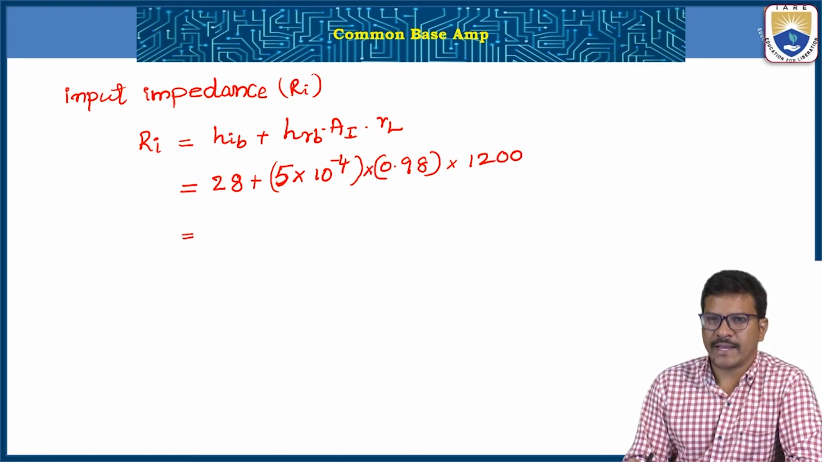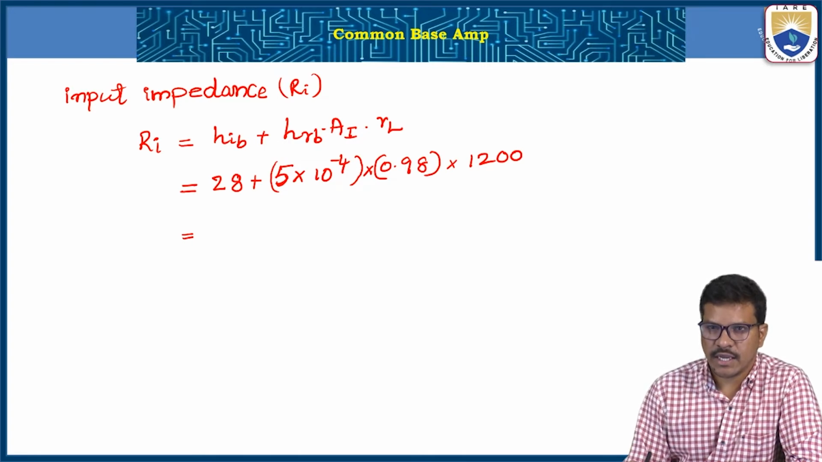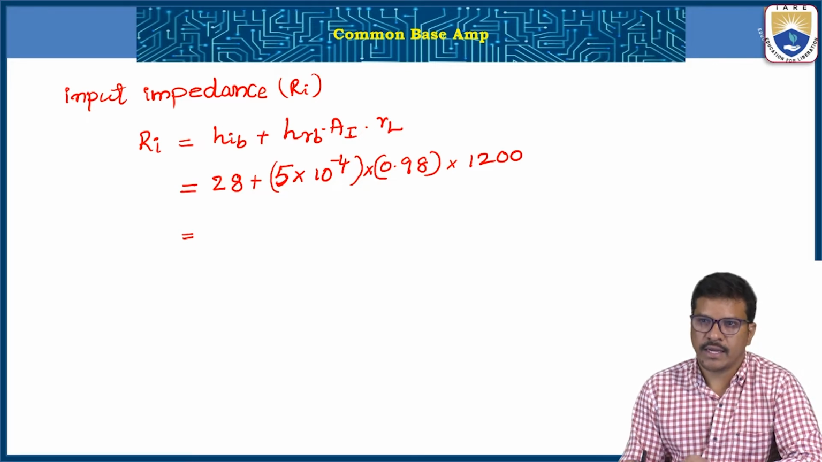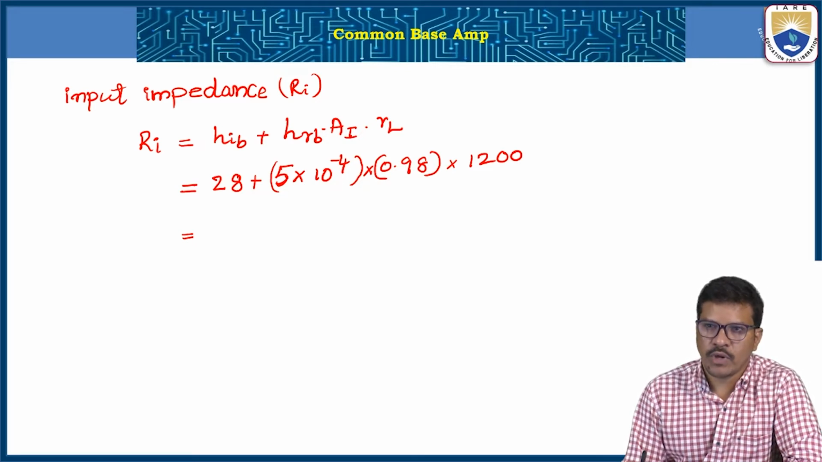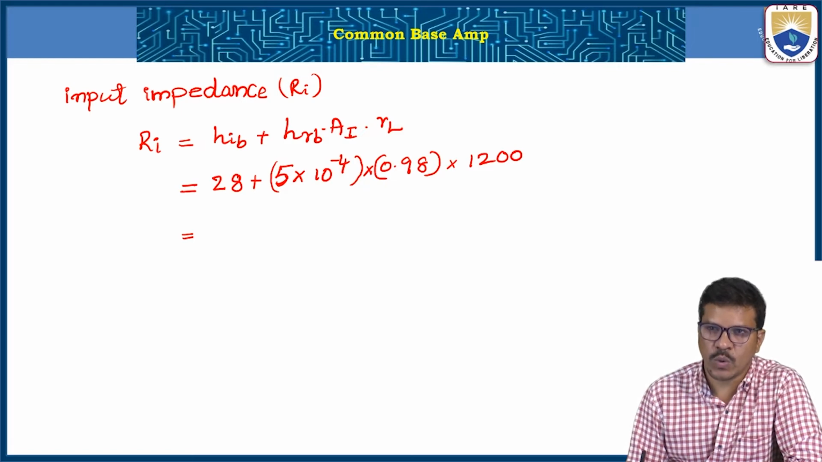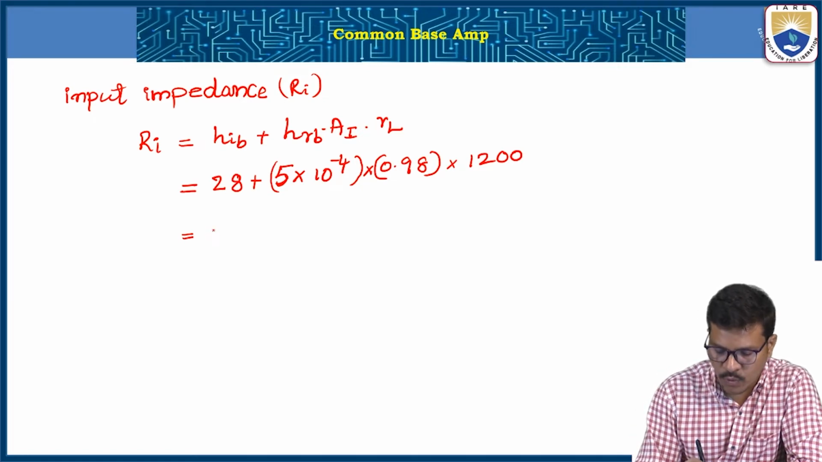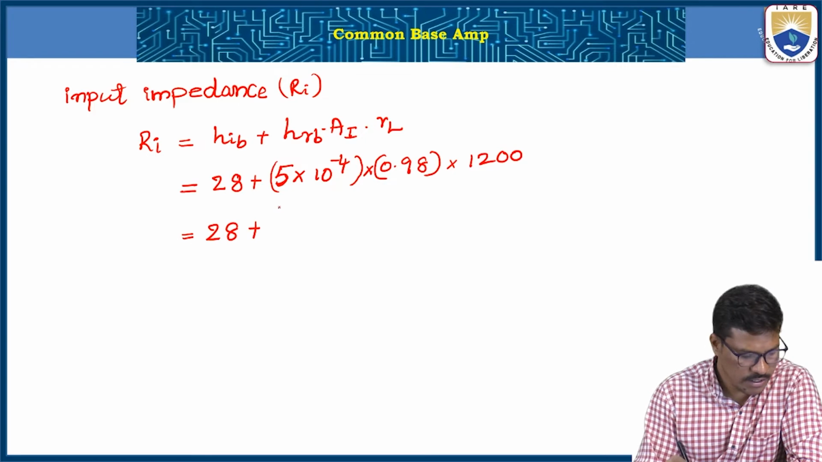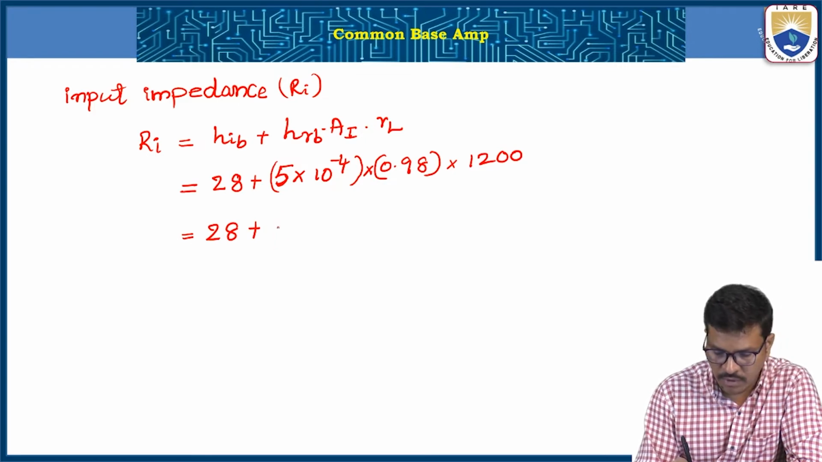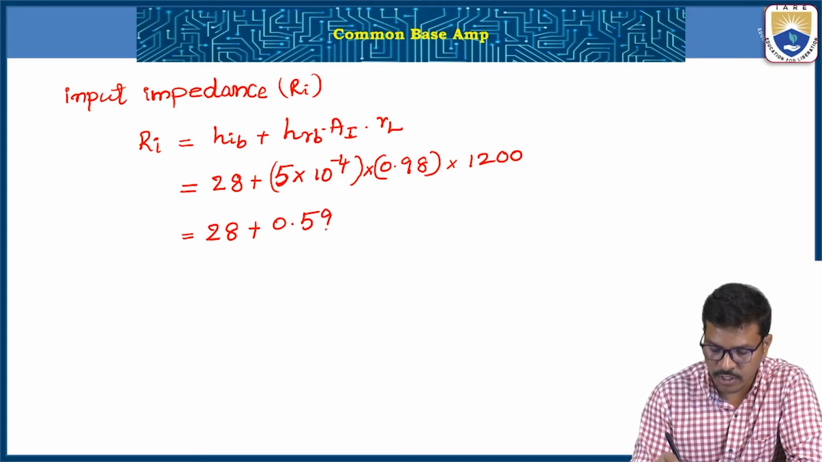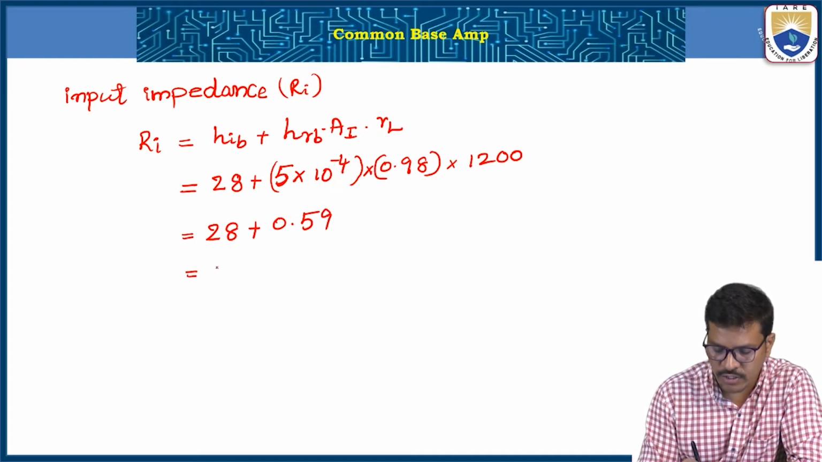When we multiply 5 × 10^-4 into 0.98 into 1200, 1200 into 10^-4 is equal to 0.12, and 0.12 into 5 into 0.98, you will get 0.588, approximately 0.59. So when we add this to 28, we get 28.59.